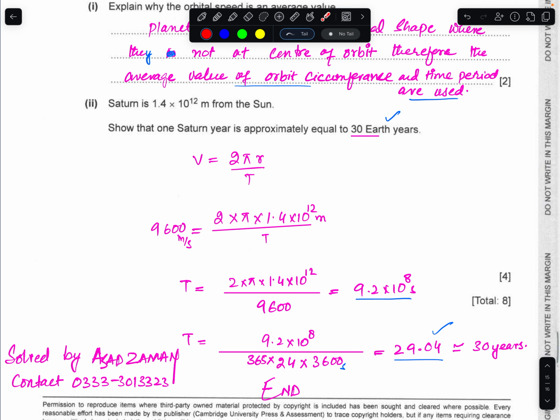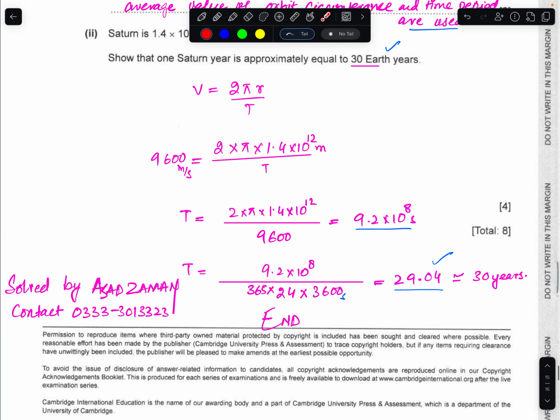Part 2: Saturn is 1.4 times 10 to the power 12 meters from the sun. Show that one Saturn year is approximately equal to 30 Earth years. So we must calculate the time period. Let's rearrange this formula for time period, which is 2 pi r over v. If you plug in the values, the radius is given, and the speed of Saturn is 9600, you would get the total time. The total time is 9.2 times 10 to the power 8 seconds.